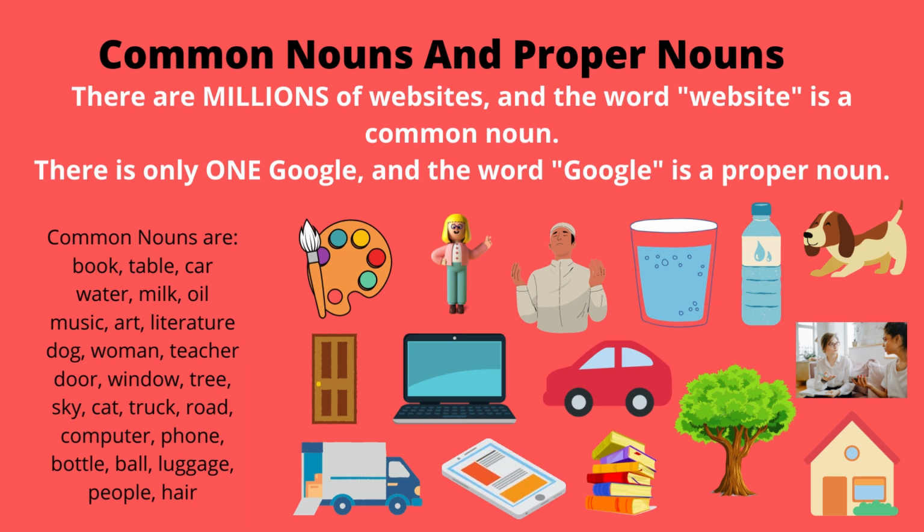Simple examples are book, table, car, water, milk, oil, music, art, literature, dog, women, teacher. Common nouns are everywhere. Look around you now and you will see many common nouns like door, window, tree, sky, cat, truck, road, computer, phone, bottle, ball, luggage, people, etc.